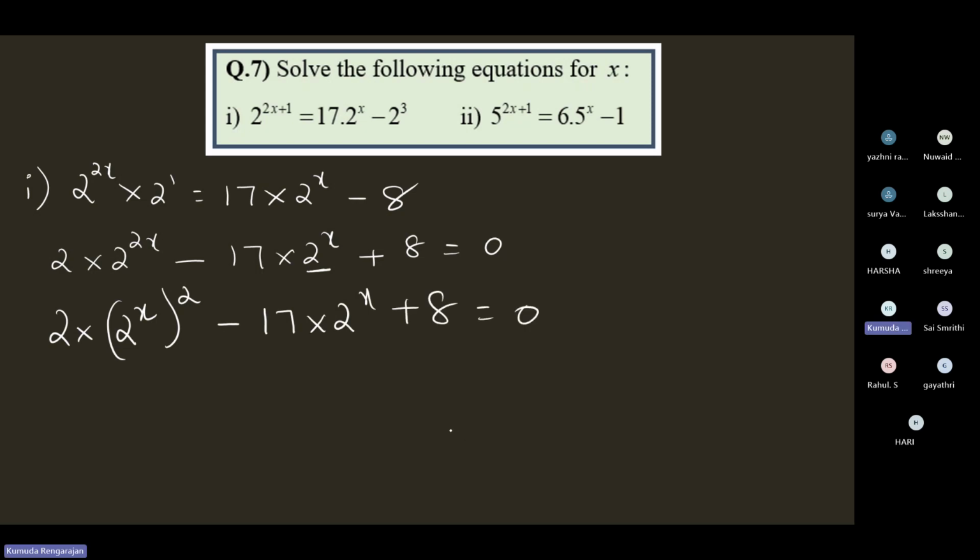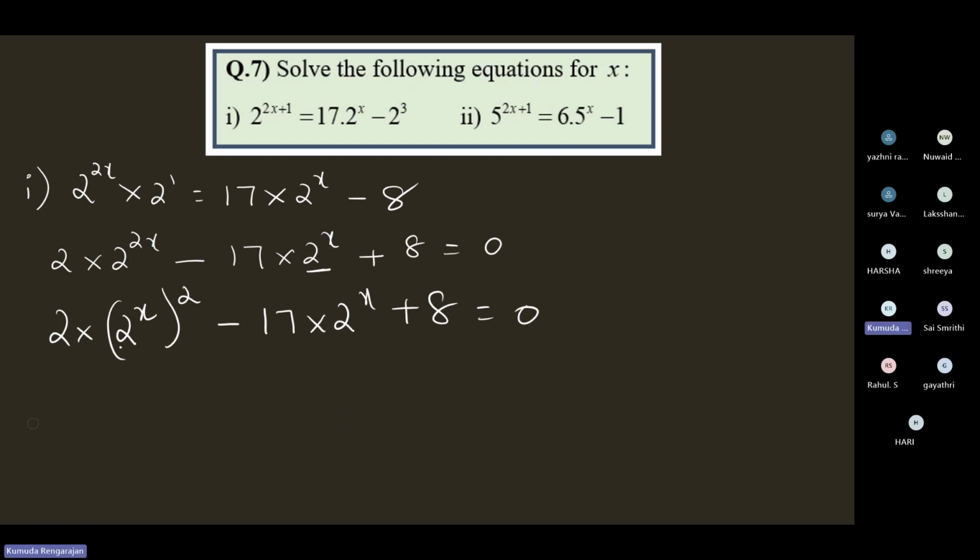Now, if you can take 2 to the power x common throughout, it's fine. But here this one does not have 2 to the power x common. And one more thing you should realize is, when you replace 2 to the power x with some other variable like say y, just visualize that 2y square minus 17y plus 8 is equal to 0. So you can get a quadratic equation which can be solved by splitting the middle term. This is what we are going to do.